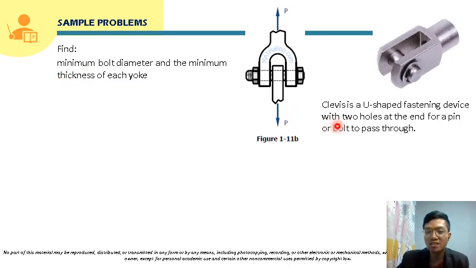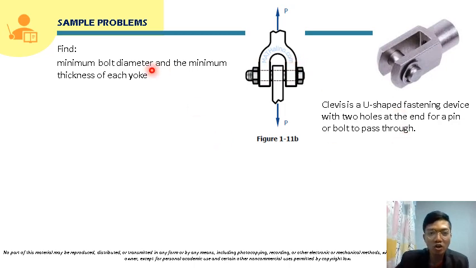So the problem here is that we have a clevis. If you're going to define a clevis, it is a U-shaped fastening device with two holes at the end, for a pin or bolt to pass through. So this is the bolt that is being passed through here. The yoke in the clevis, this part and this part, these are the yokes of the clevis.